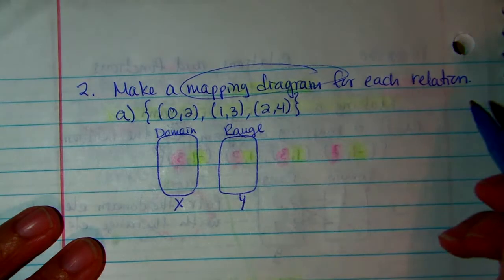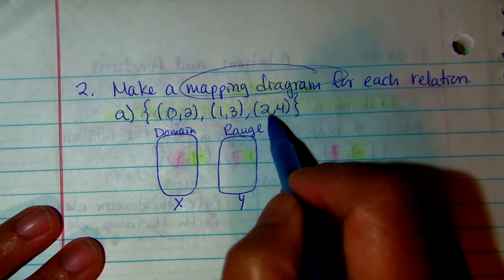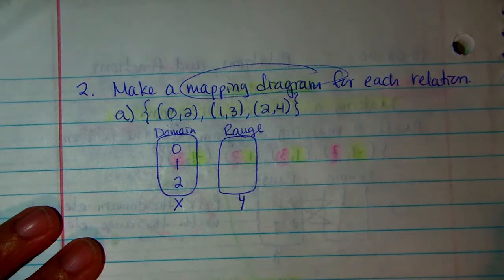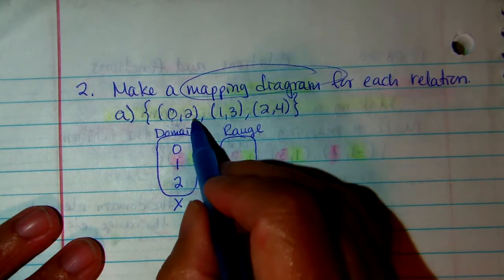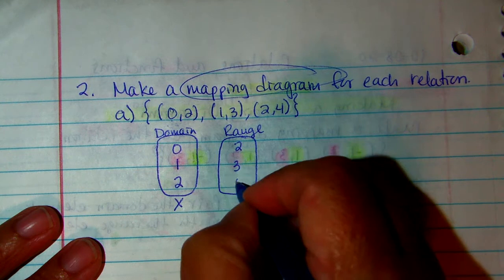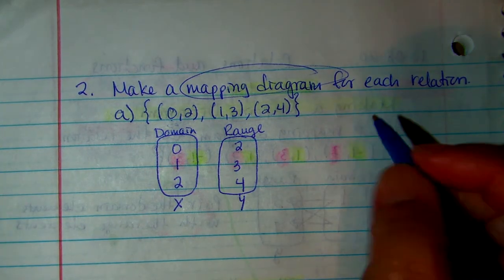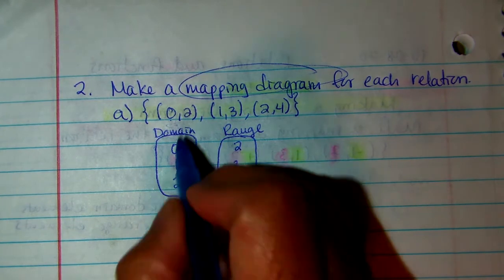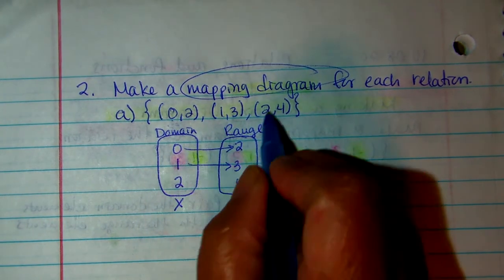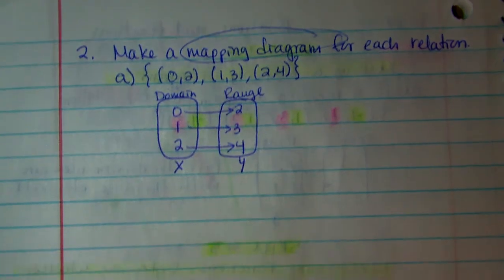Now, this is very simple. I think we can do it without the highlighting. Where are the x's on these ordered pairs? 0, 1, 2. None of them repeat, so I'm just going to put them right here. Then the elements of the range: 2, 3, 4. Now, in order to complete the mapping diagram, we have to pair them, okay? So 0 goes with a 2, 1 goes with a 3, and 2 goes with the 4. And that's it. This is your mapping diagram, okay?